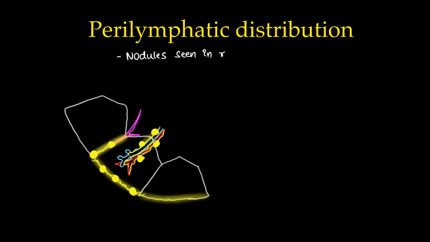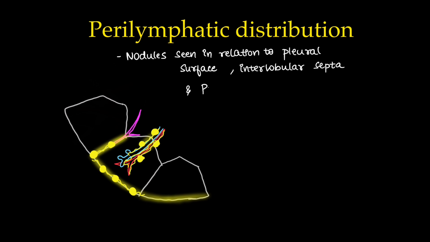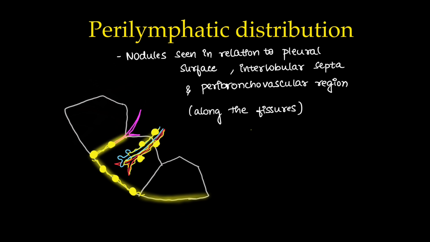So these nodules are seen in relation to the pleural surfaces, the interlobular septal surfaces, and peribronchovascular lymphatics. Also, they are along the fissures. So, conditions showing the perilymphatic distribution of nodules.